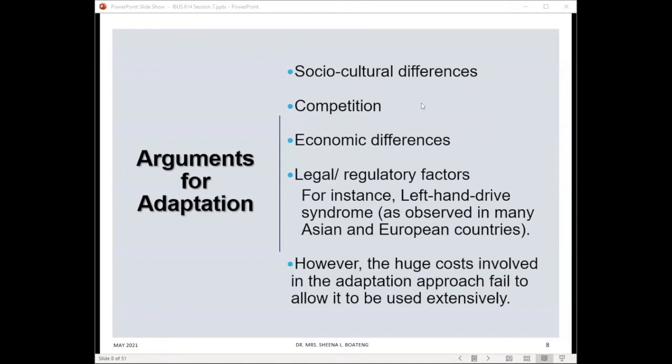A typical example being the left-hand drive syndrome, which is still very much alive in our current context, where we still have certain countries all over the world using left-hand drive, right? Like some Asian countries and European countries, like the United Kingdom. And then we have the other countries who also are using the right-hand drive, right? So if you're a car manufacturer and you were sending cars to these markets, you will have to abide by the regulatory conditions, where in left-hand drive countries, you know where to place the steering wheel, and likewise for the right-hand drive countries, right? But adaptation does not come cheap.